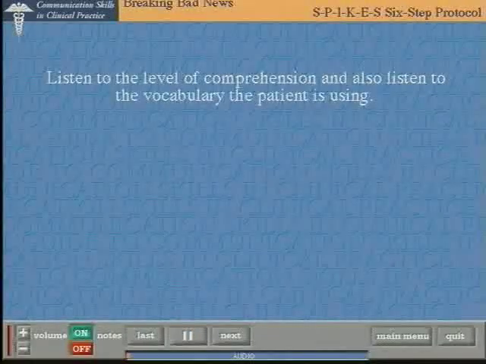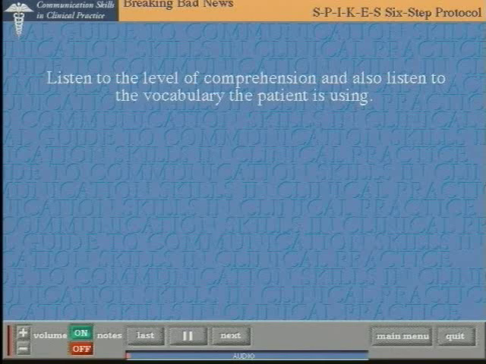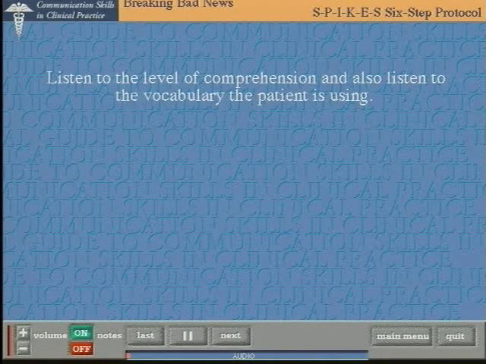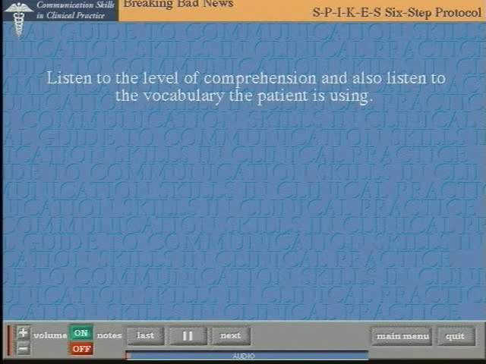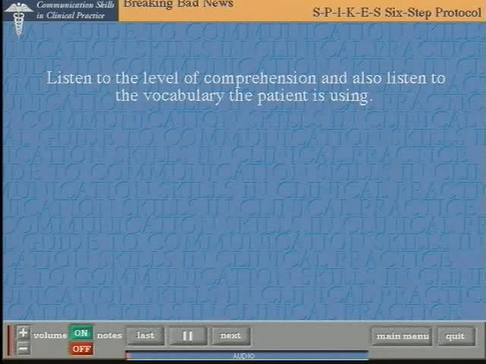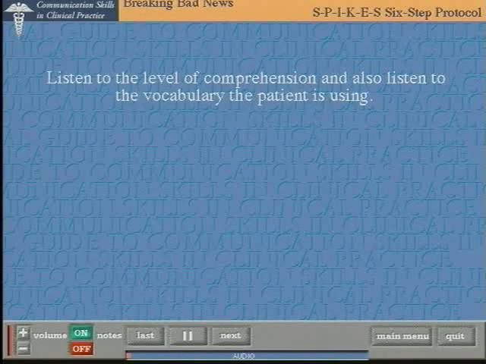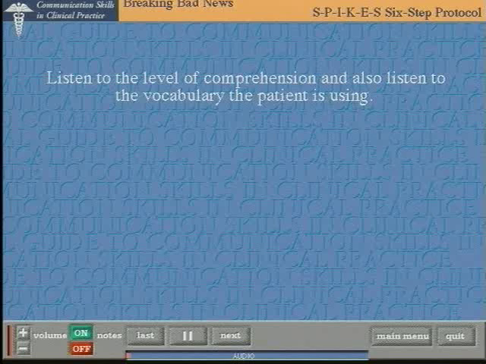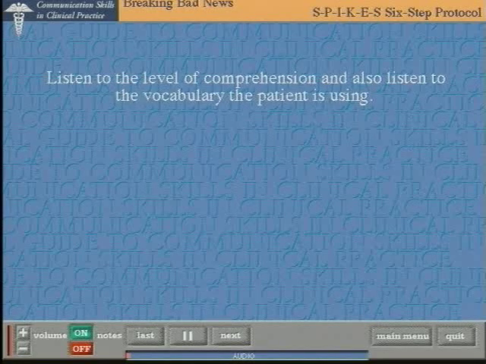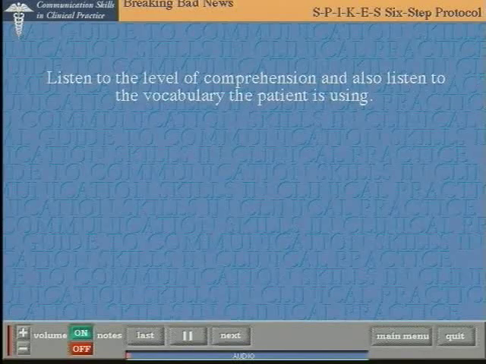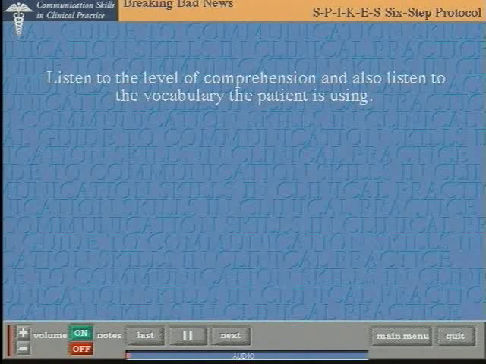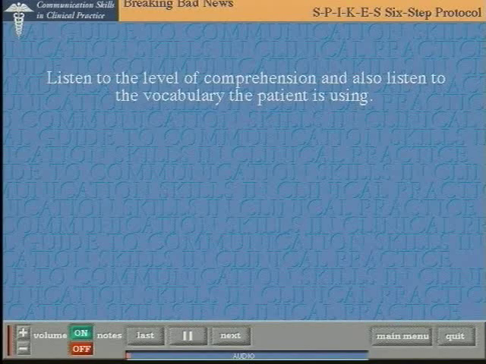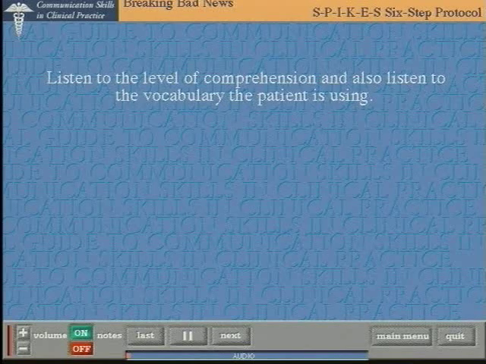Or, what did you make of these symptoms when you first noticed them? And as the patient replies, listen carefully to 2 aspects of that reply. Listen to the level of comprehension, and also listen to the vocabulary that this particular patient is using. Both of these are going to affect how you handle the interview in 2 ways. First, if the level of comprehension is clearly near the medical facts, then you're going to have less educating work to do. Whereas if the patient has no idea, for example, what a shadow on the X-ray actually signifies, then you're going to have a lot of work to do.